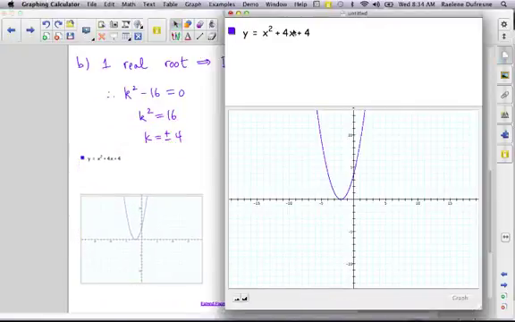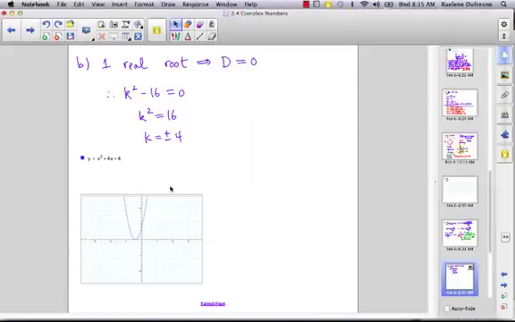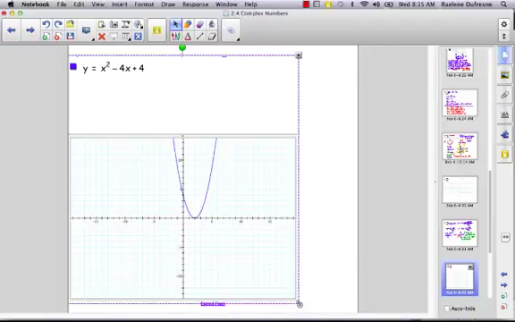Or if k is -4, we also get 1 real root. And the vertex lies on the x-axis. So this all occurs when the quadratic discriminant is 0.